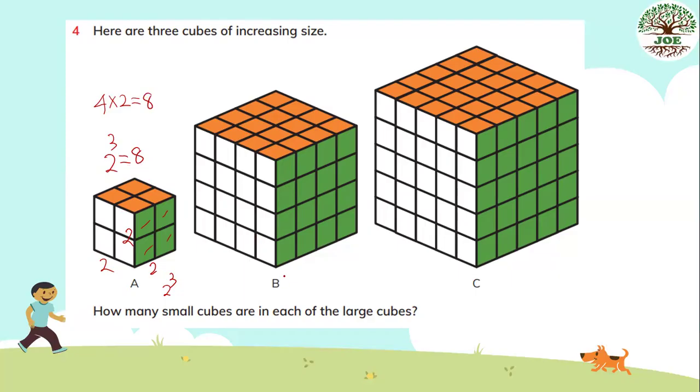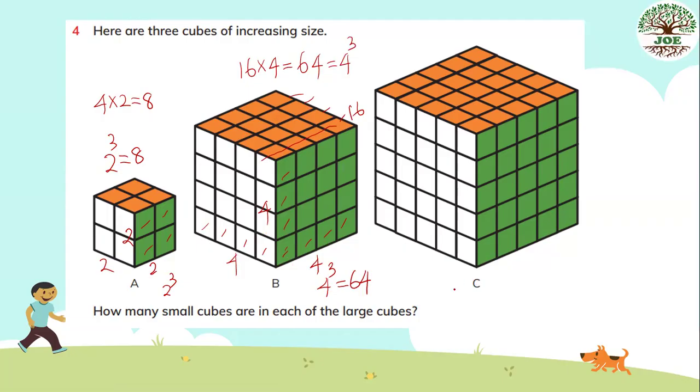B, how many cubes are there? 1, 2, 3, 4. 1, 2, 3, 4. 1, 2, 3, 4. So 4, 4, 4. B is 4 cubed. 4 cubed is 64. So let's check. In one layer, how many cubes are there? 4 times 4 is 16. 16 cubes in one layer. There are 1, 2, 3, 4 layers. So 16 times 4 is also 64. And 64 is 4 cubed.